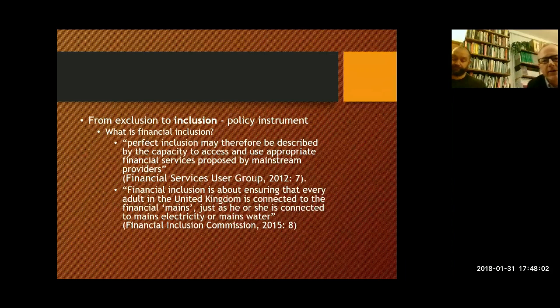And there's a nice quote there from the Financial Inclusion Commission. It's about ensuring that every adult in the United Kingdom is connected to the financial mains. What they mean there is almost like a utility, like electricity or gas, just as you are connected to the mains electricity or mains water. So they are able to access financial services, which are compared directly to a utility, that are so essential to living in a contemporary capitalist society that therefore people should be able to do that. And Shaun will say something about these ideas later when we're talking about financial citizenship.